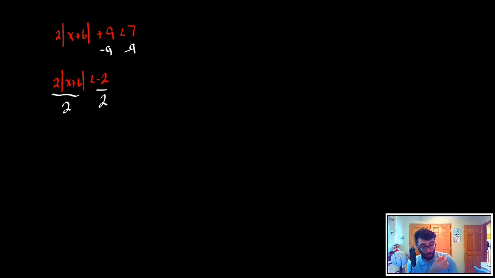And from there, I have to divide each side by 2. So I'm dividing each side by 2, and I get the absolute value of x plus 6 is less than negative 1. Okay, and now this is where we take a step back and think about what compound inequality this would be. And remember, this would be an and compound inequality. Whenever you isolate the absolute value and it's less than or equal to, it's an and compound inequality.